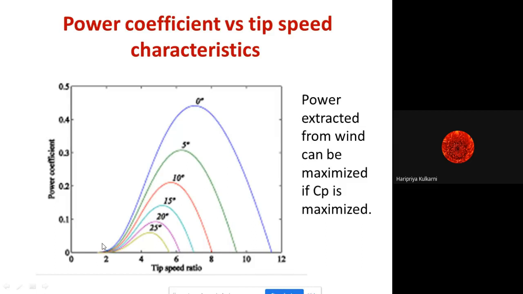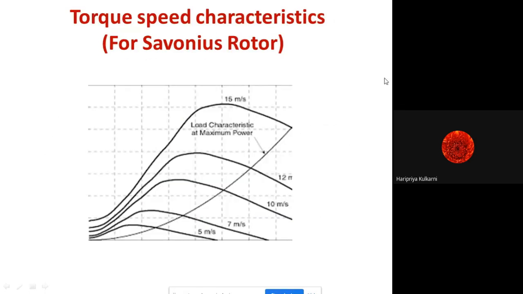We want to maximize Cp. You understand that the maximum value of Cp gives the maximum power extraction. But Cp we have to adjust in association with the TSR also. This is the indication of this graph. This is the torque-speed characteristics. This is the speed and this is the torque. So it is inversely proportional. If speed is high, torque is less. If torque is less, speed is high.